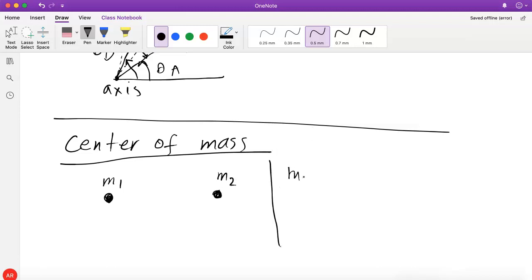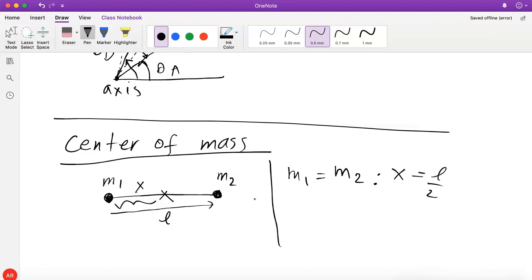So if M1 is equal to M2, we want to define one point that gives us a center of this collection of masses. It seems natural to say it's somewhere in between, right? And if the masses are the same, it actually makes sense to think of the center to be the center of mass. So if that distance is L and this is X, X is from here to here, from M1 to the center of mass. If the masses are the same, it makes sense that X is L over 2.